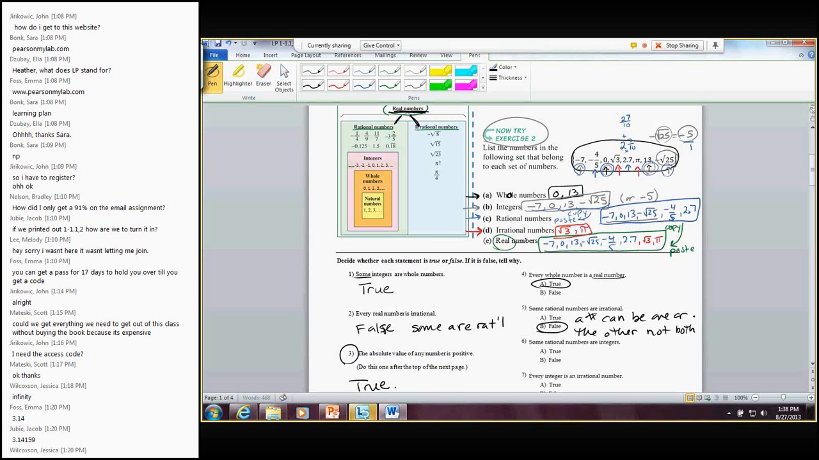Perfect. I like that, Sunny. Okay. A number can be either rational or irrational, not both. And if you look at this diagram, do you see there's this line going right down the middle? There is no overlapping. It's rational or it's irrational.